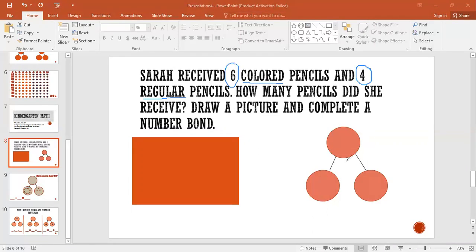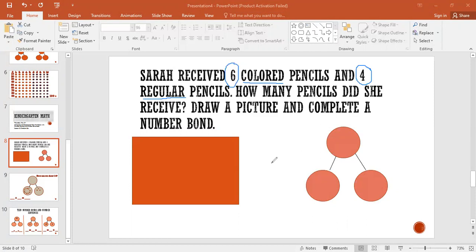So go ahead right now, set up your number bond. Remember, our circle by itself will be the total, and then 2 circles for your parts. Go ahead, complete your number bonds, and figure out how many pencils she had altogether. Go ahead, you can pause this video, come on back when you're all set, and we will go over the answer. Okay, guys, great job.